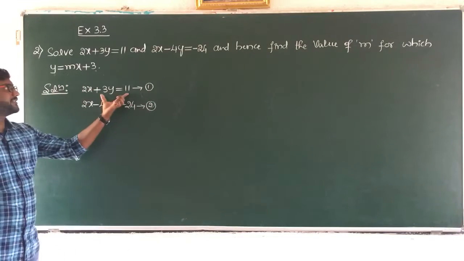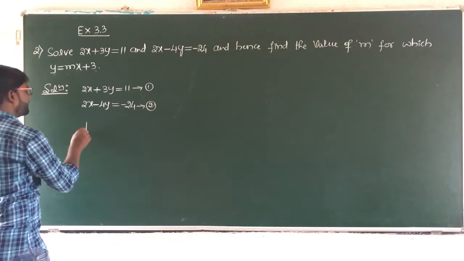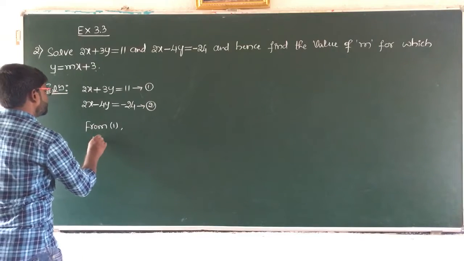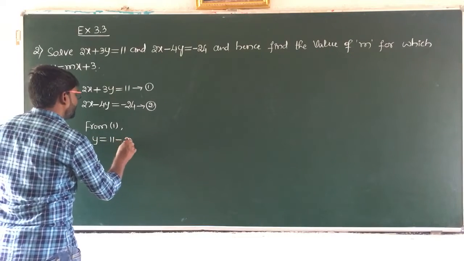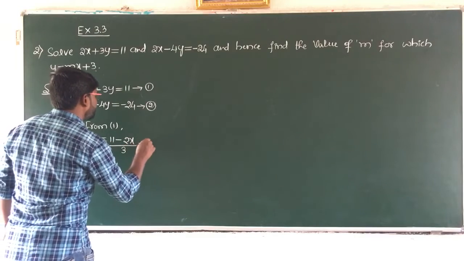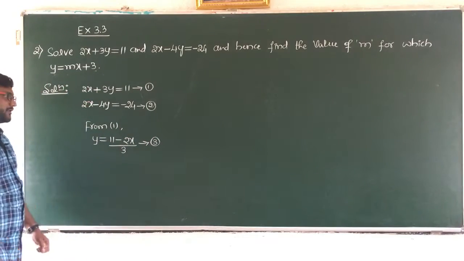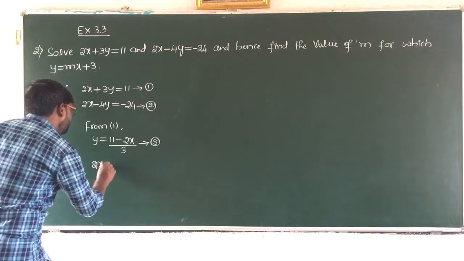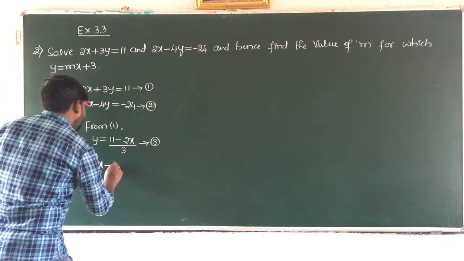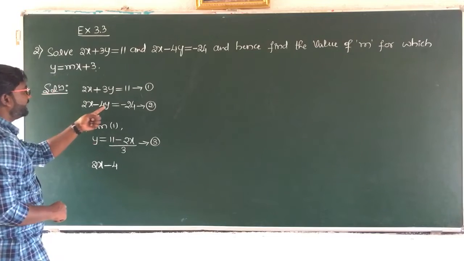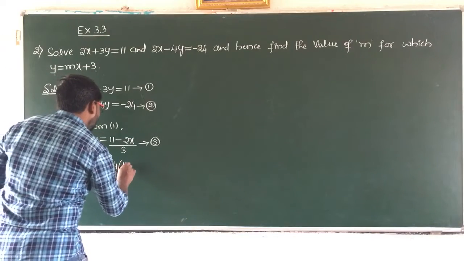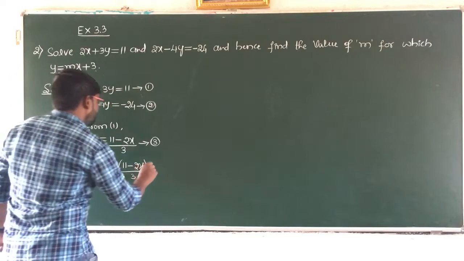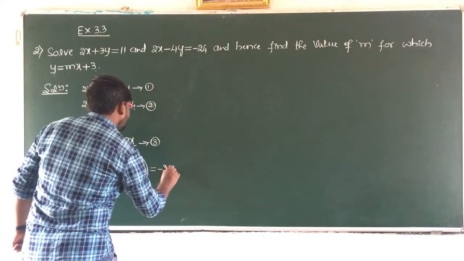So now from equation 1, let us separate y. So from equation 1, y is equal to 11 minus 2x divided by 3. I call this as equation 3. So now substitute equation 3 in equation number 2. So 2x minus 4, in place of y I have to write this. So 11 minus 2x divided by 3, which is equal to minus 24.